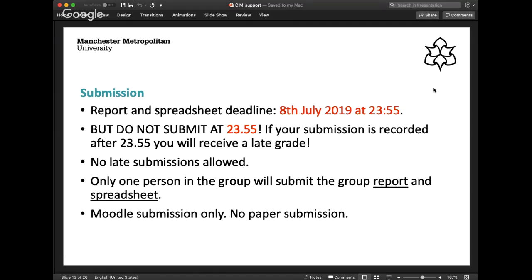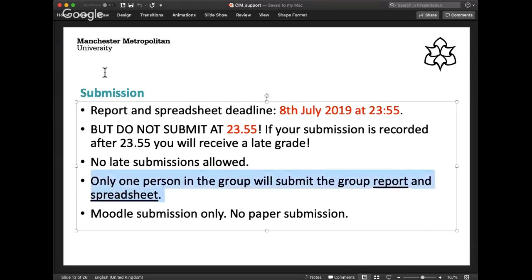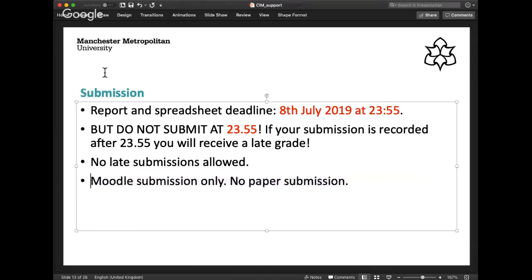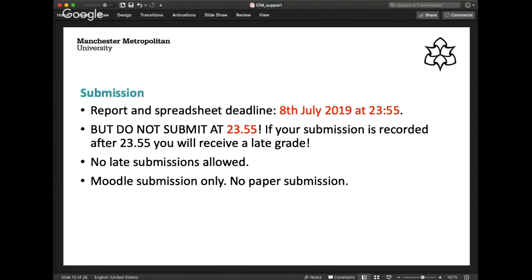As it's no longer a group report, you will not need to submit a group element. So that's my mistake. Moodle submission only. There is no paper submission. This is a Moodle submission only. Please do not come into the business school and try and submit a paper submission. Just submit it via Moodle, okay? It will save you some money printing.